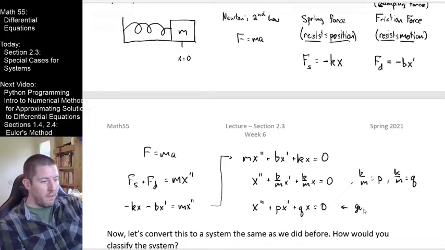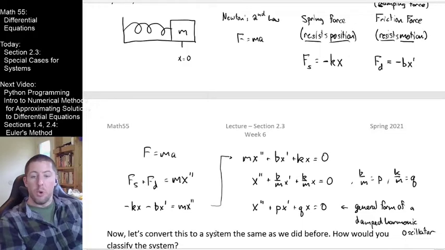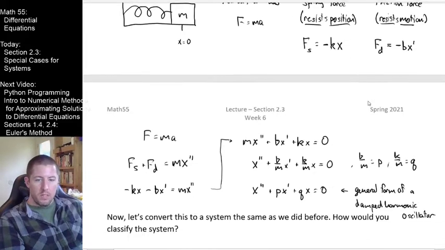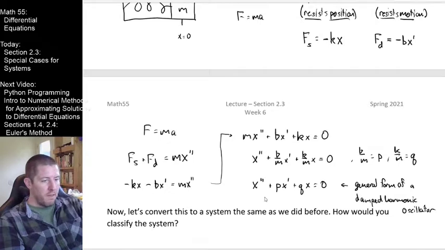And this is our general form of a damped harmonic oscillator. That's pretty cool that we just built that from scratch right there. All we needed was Newton's second law, a description of a general spring force, and a description of a general friction force, and we now have the general form of a damped harmonic oscillator.